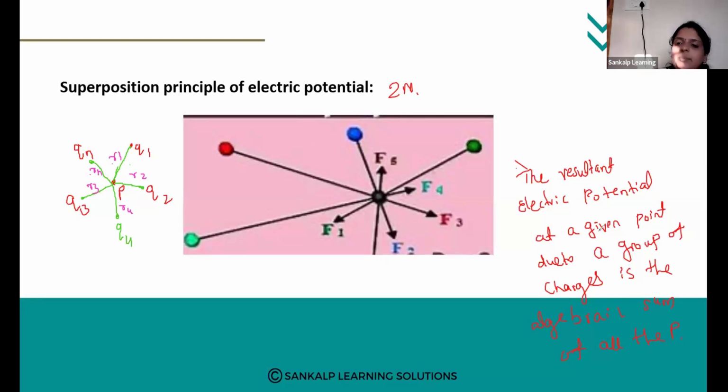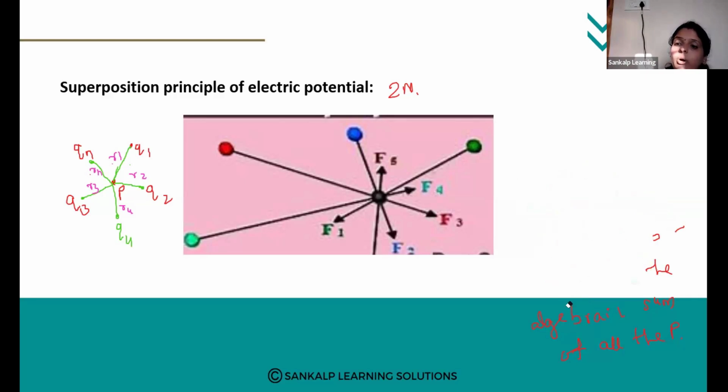Now the principle, the superposition principle, states that the resultant electric potential at a given point, at point P, is the algebraic sum of the potentials due to all the charges. So according to this statement, we can write the expression. Due to all the charges, the potential at P.